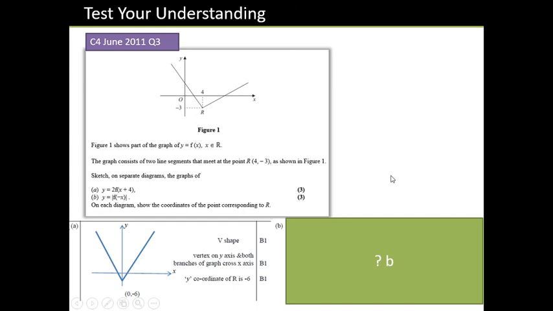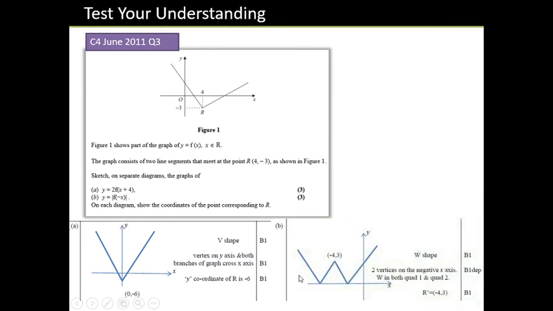For part B, we're going to start by reflecting the entire function in the y-axis, and then we're going to take the modulus of it so we only have positive values. So by reflecting anything negative in the x-axis, we end up with this W shape. So again, we get a mark for the general shape, 2 vertices on the negative x-axis, W in both quadrant 1 and quadrant 2, and a final mark for the correct coordinates of our new point r dash.